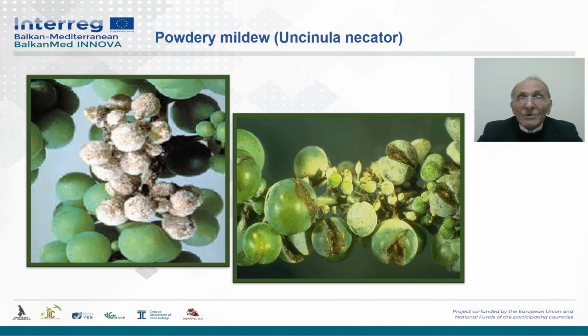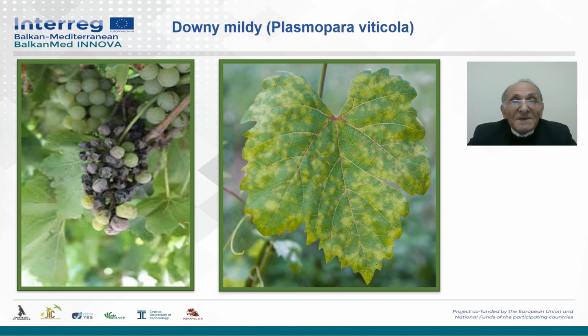Powdery mildew, Uncinula necator, is a key disease in the grape. Another key disease in the grape is downy mildew, Plasmopara viticola, or we can say it is disease number one for all vineyards in the world, especially in the zones with high humidity. This disease is very, very dangerous.